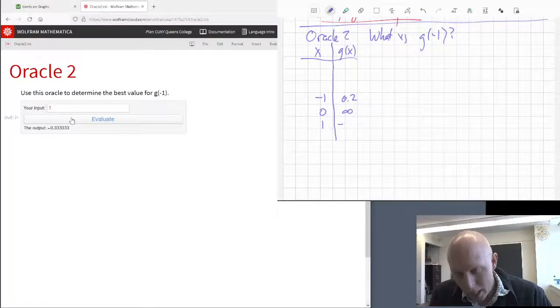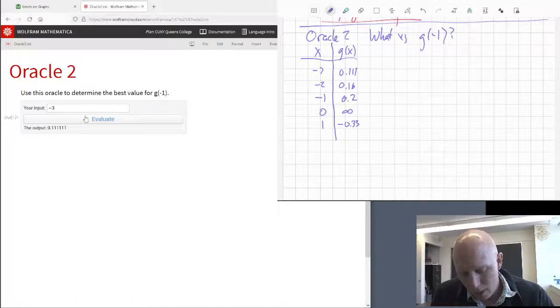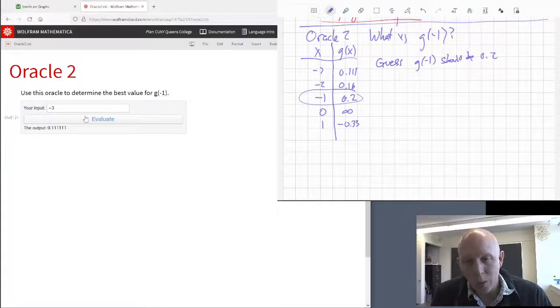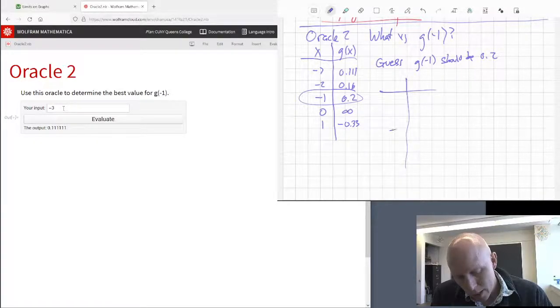Negative 1 we get 0.2, 1 we get negative 0.33, negative 2 we get 0.16, and negative 3 we get 0.111. So at first glance, we'll make a guess that g of negative 1 should be 0.2. But let's get closer to that. Let's do some more tables. And so where are we? We're at negative 1.